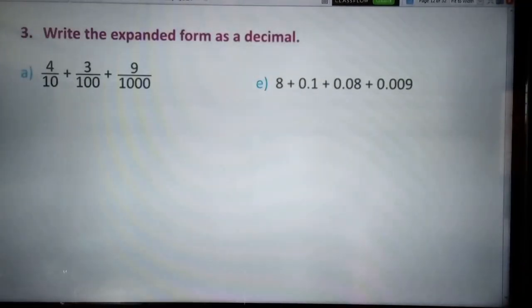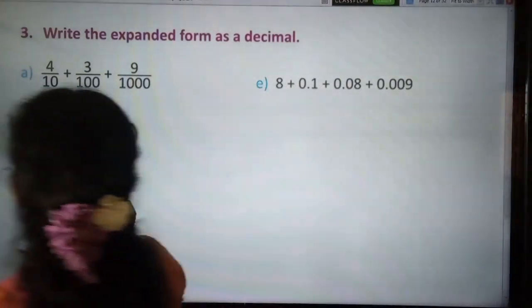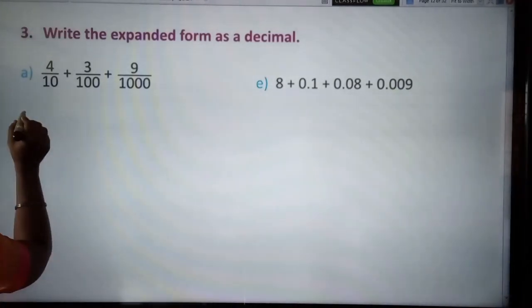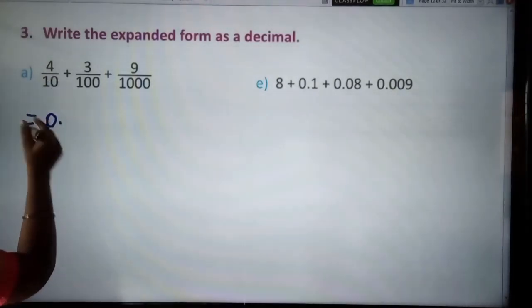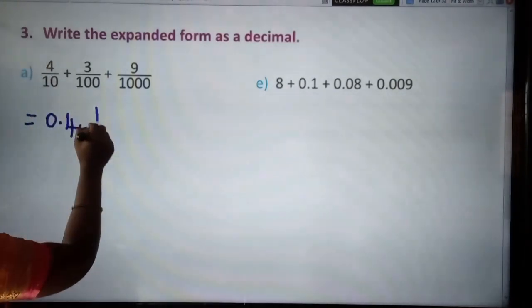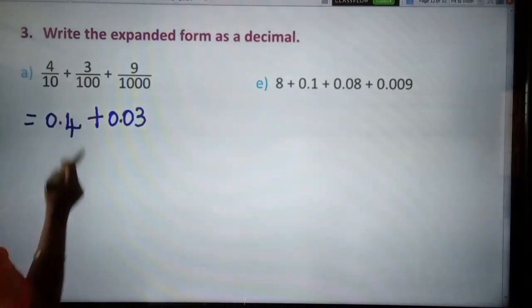Now we are going to write the expanded form as a decimal. Let's see how we change the given expanded form into a decimal number. See, this is 4/10. We know how to write this fraction as a decimal number. So we write 0.03, because there are 2 zeros.